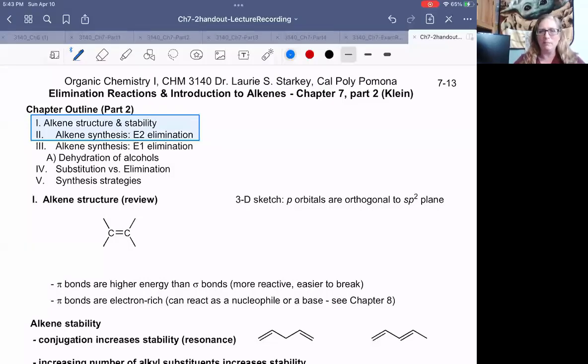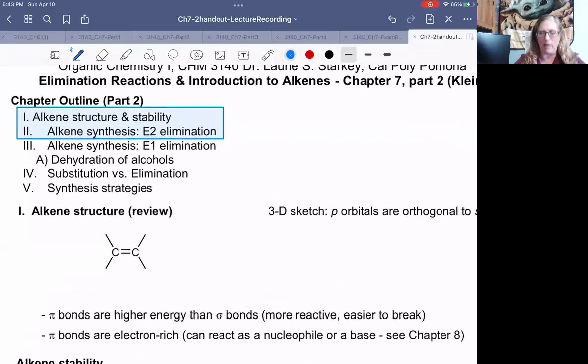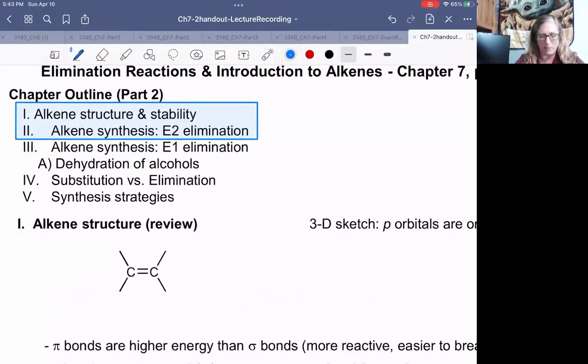Hello and welcome. Today we are continuing our reactions of alkyl halides, and what we're going to talk about next are elimination reactions. So I have an outline here of how I'll be presenting the material for this part of chapter 7 in the Klein textbook.